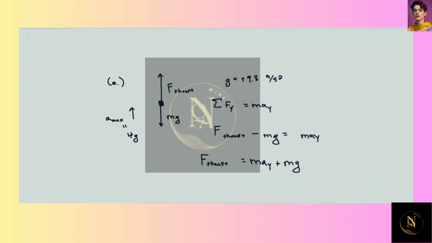And now here's where we plug in our maximum acceleration, being 4g. So we have 4mg plus mg, which is just 5mg. And then plugging in the mass of the rocket and g gives me a thrust force of 1.1025 times 10 to the 8 newtons, since the mass of the rocket's a given, and so is gravity of Earth.